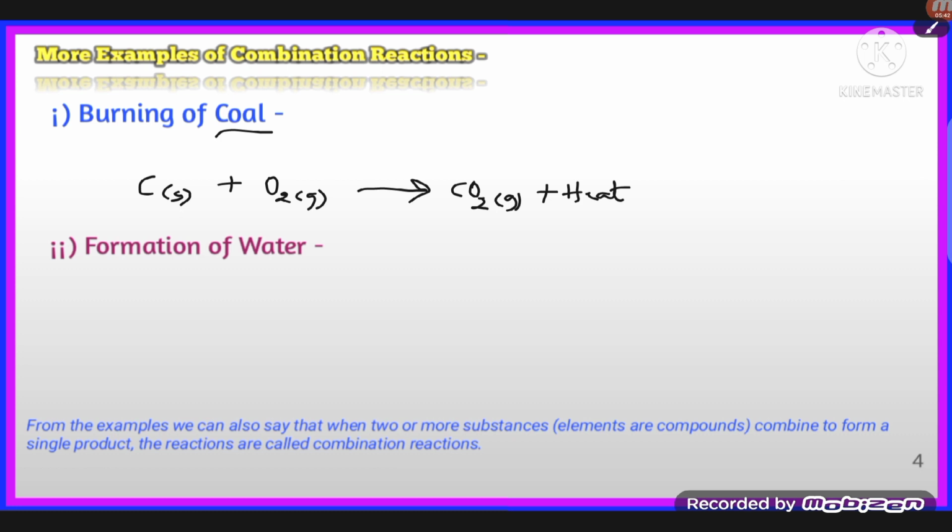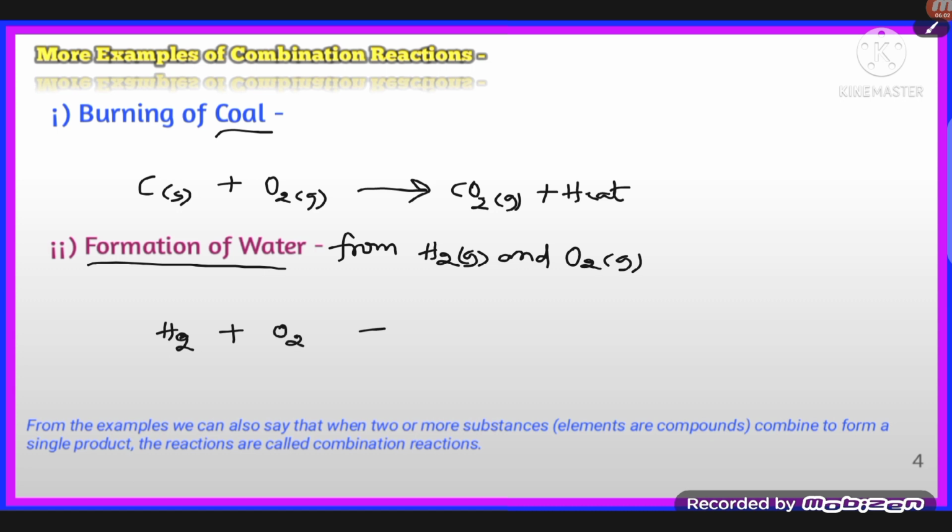Second example, formation of water from hydrogen gas and oxygen gas. When hydrogen reacts with oxygen, it produces water and a small amount of heat.